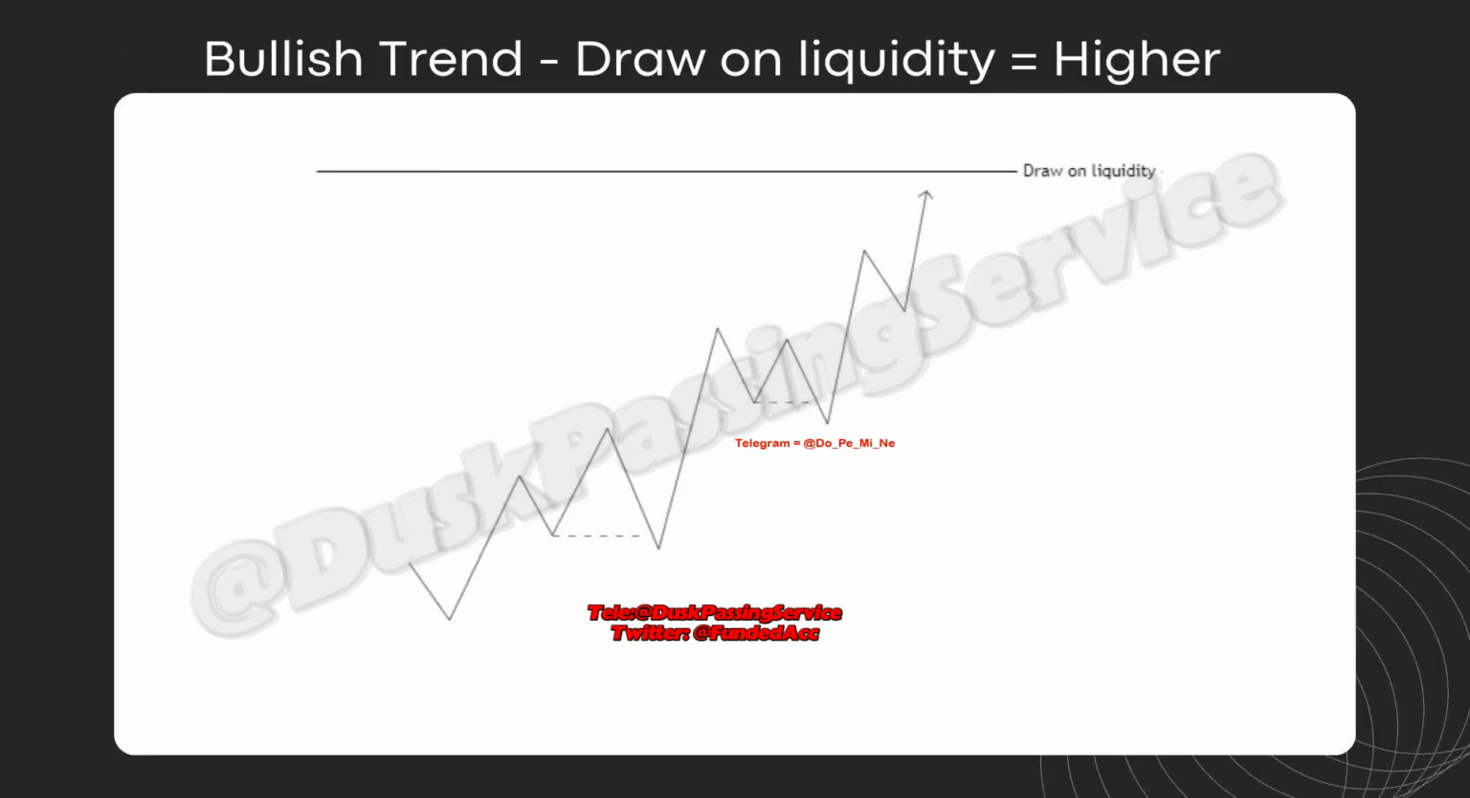So right here we've got an uptrend, or a bullish trend, which means that our drawn liquidity is higher. We've done our analysis and we know that our objective is to move higher to reach the drawn liquidity. Here you can see that we've got these highs and lows, and the price is in a bullish trend. It's pretty obvious because it's making consistent higher highs and breaking above old highs to make new highs.